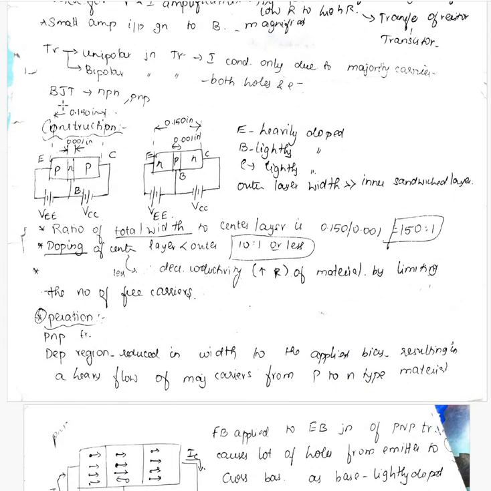Both majority and minority carriers, that is electrons and holes, are responsible for current conduction. Again, BJT may be either NPN type or PNP type. So this one is PNP transistor and this is NPN transistor.